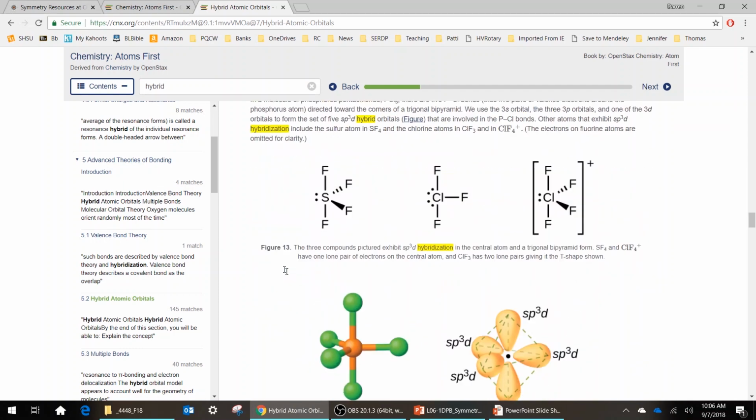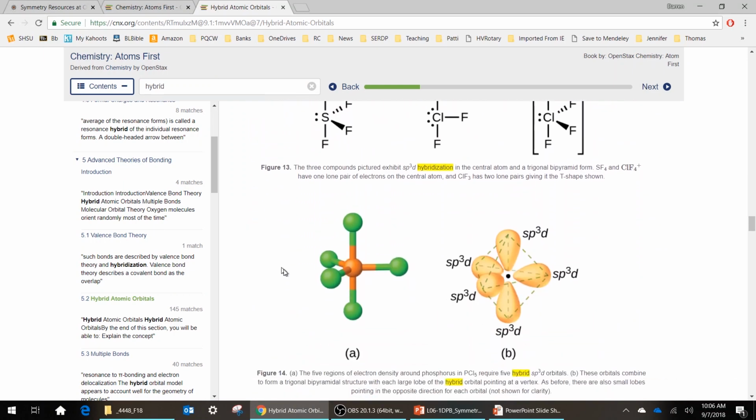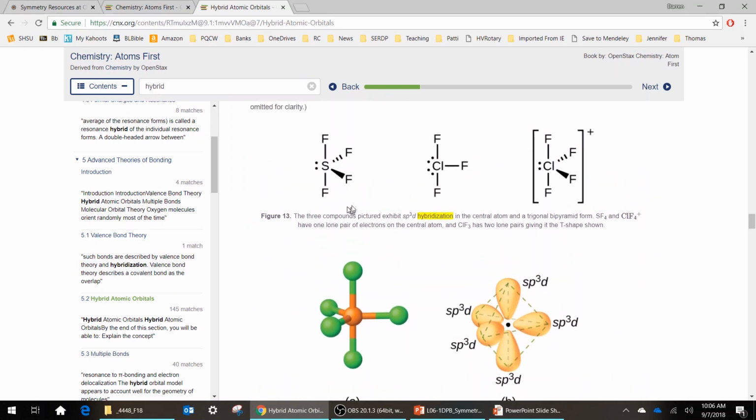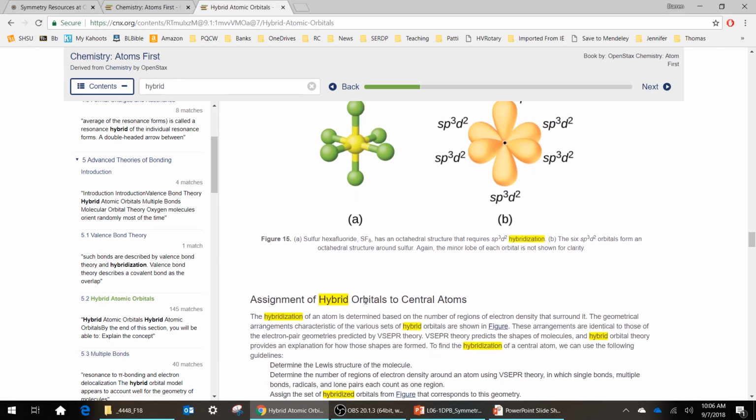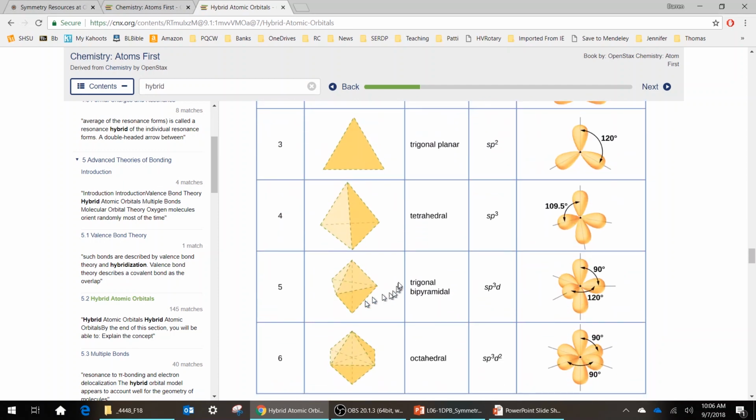This should be looking familiar to you, the different Lewis dot structures. You're going to need to know this because I'm going to give you this molecule and ask you what the symmetry is. And you need to know that those F atoms are right on top of each other and should reflect through. And then this table is critical.